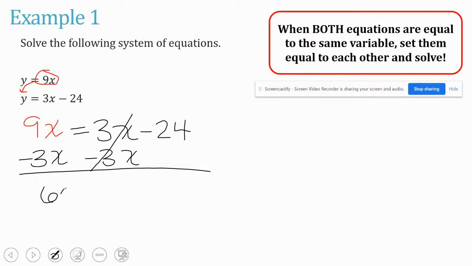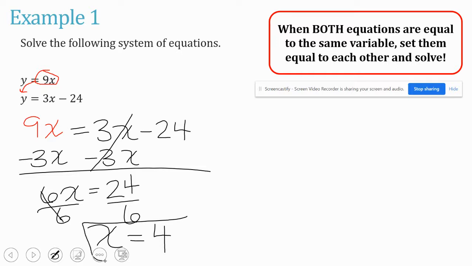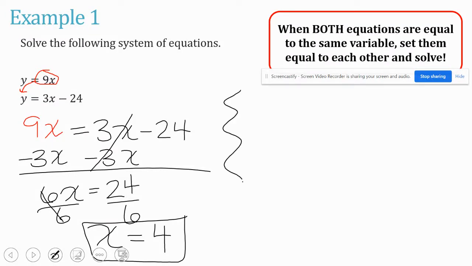So we get 6x equals 24. Divide your 6 on both sides. Set that x by itself. We get x is equal to 4. Okay, now let's solve for y. Doesn't matter which equation you substitute into, but I'm going to pick the one that looks simpler, which is this first one, because we just have y equals 9x. It's a pretty small equation.